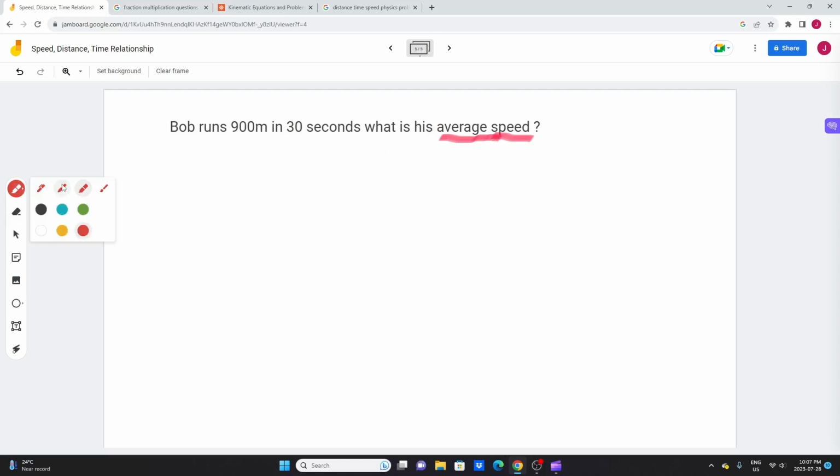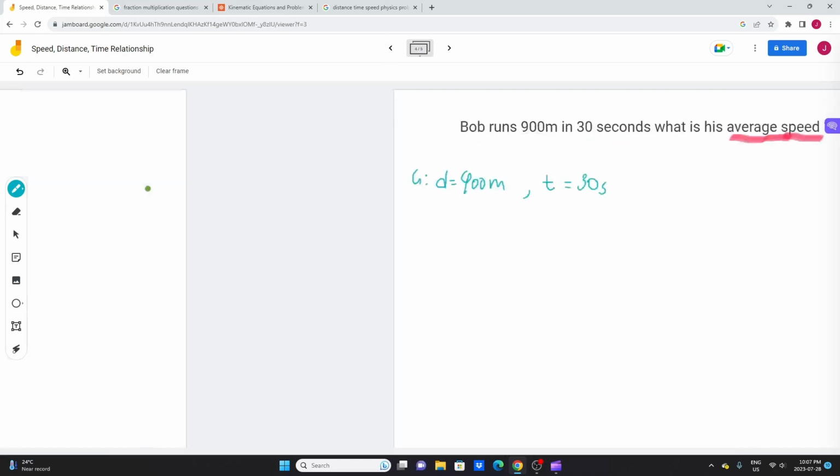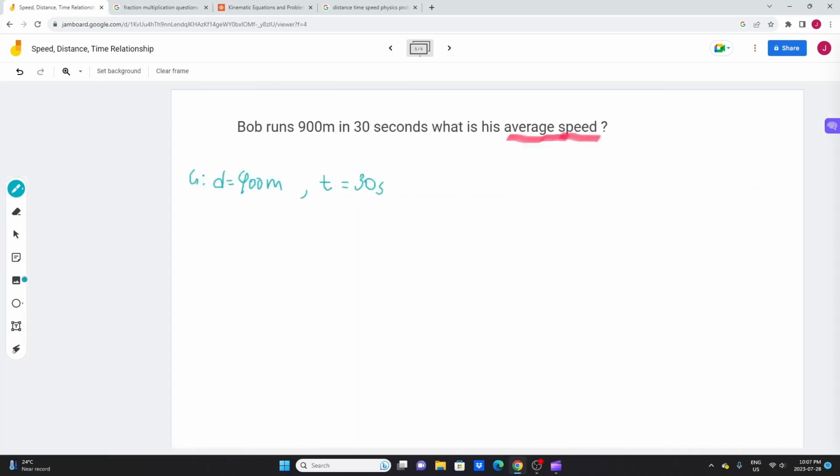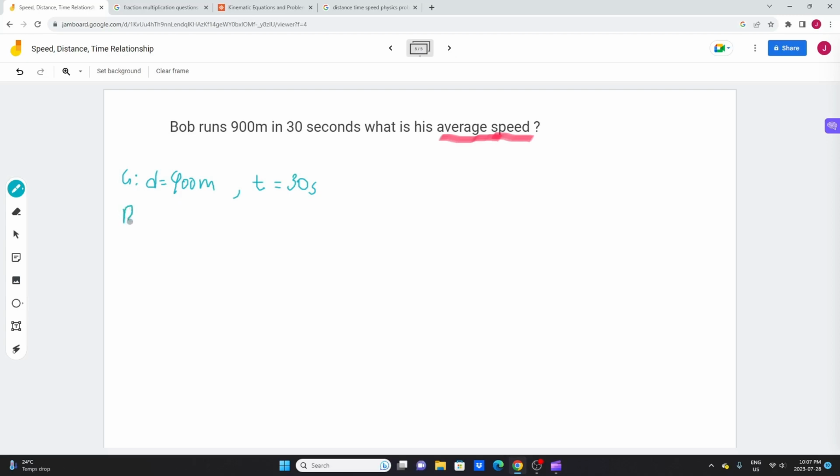When we're looking at that case, we can write our givens out in this format for solving a physics or math problem. So our given: distance is equal to 900 meters, and our time is equal to 30 seconds. Now let's go back and see what formula we have to use. We know that speed is equal to distance over time. So let's first write my required here. My required is my time.